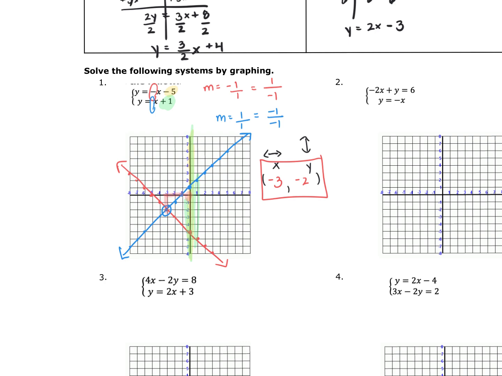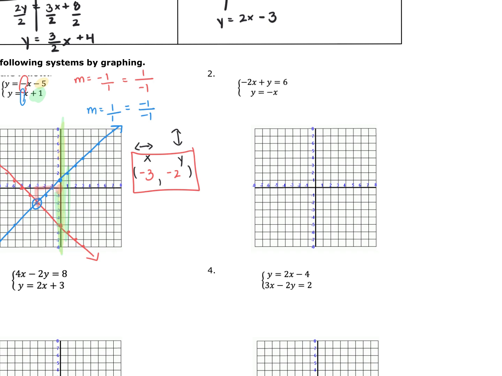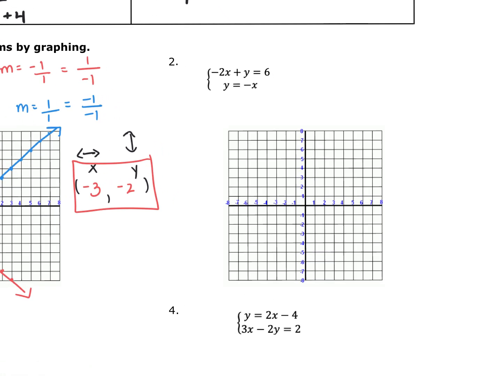Okay, so let's look at number 2. Number 2 is not going to be quite as easy because neither one of these is in y equals mx plus b, but the other one isn't. Let's go ahead and solve that first one and get it into y equals mx plus b. So I'm going to start with, sorry, negative 2x plus y equals 6. I want to get that 2x on the other side, so I'm going to add 2x and add 2x. So I'm at y equals 2x plus 6.